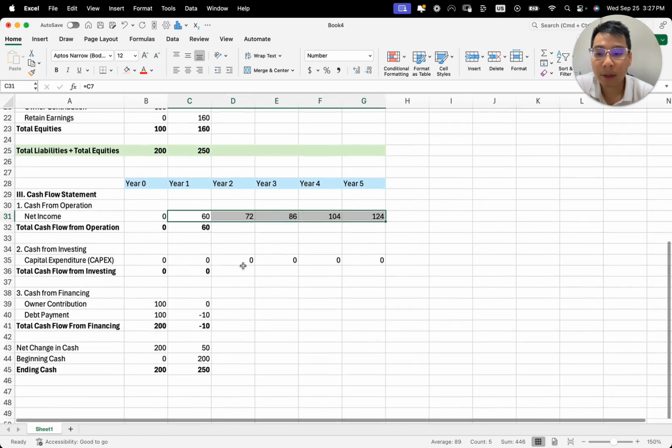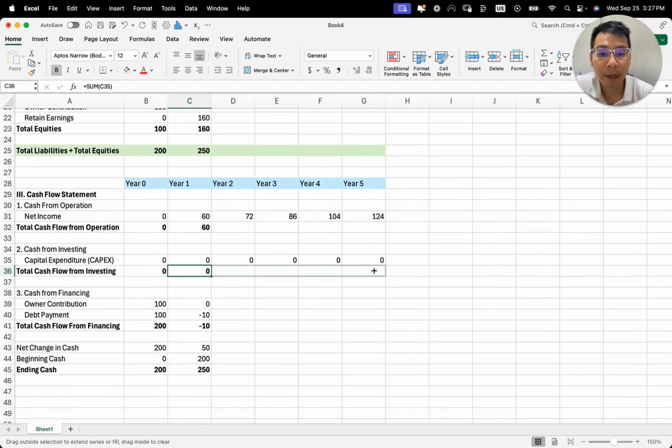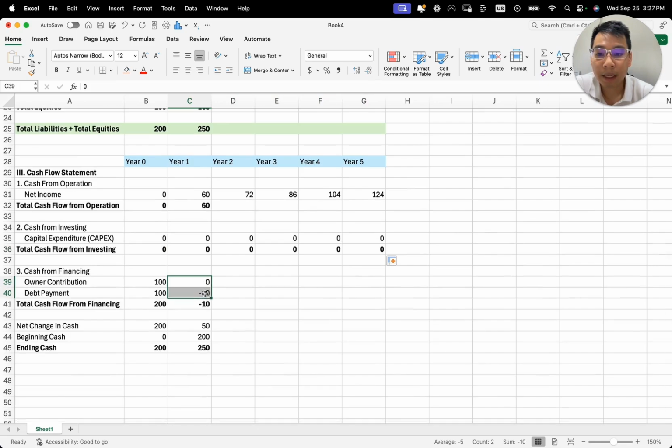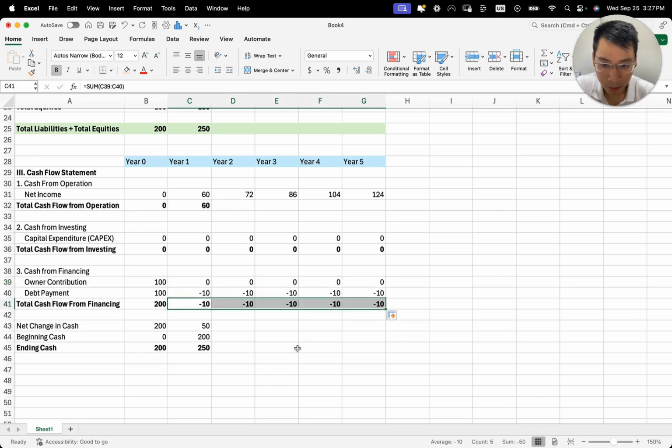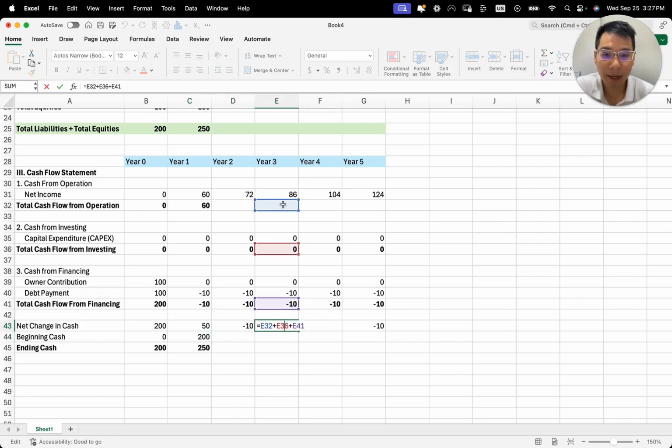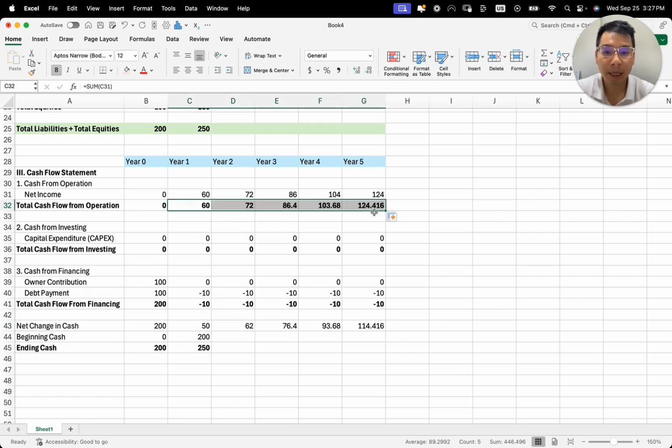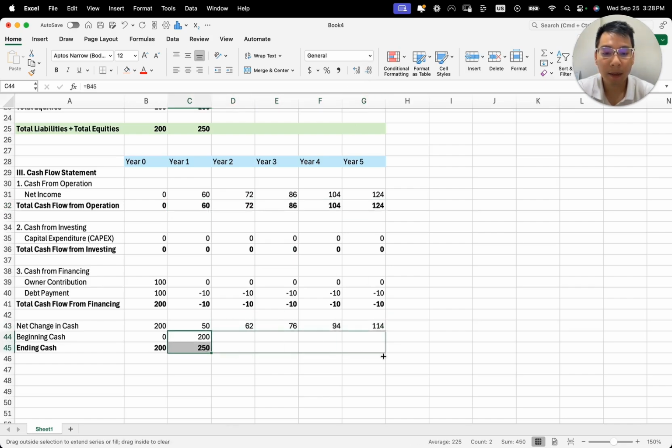Since we don't have any capital investment, we can continue to pay down this debt of $10. For your owner's contribution, let's say you're not adding more money into the business; you're going to reinvest whatever you have from the income that you're generating. So your cash flow from financing is the same, paying down every year. Your net change in cash is just the sum of these three types of cash flow. Let me make it nicely. In the end we will have around 312, 338, and 596 in ending cash.